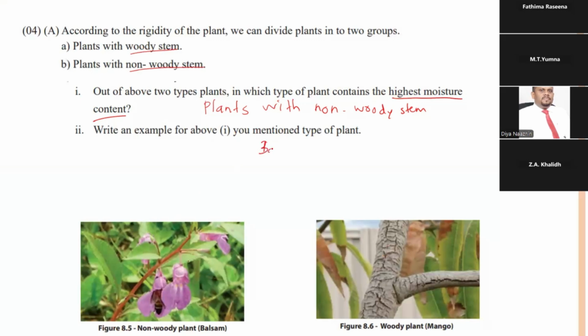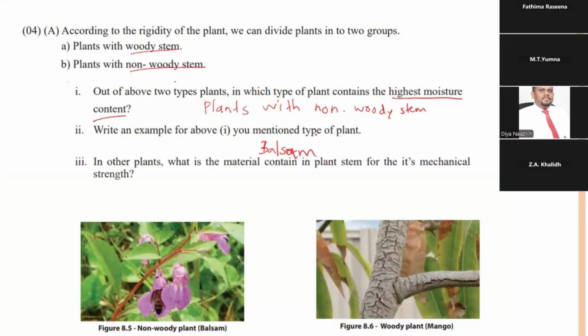Most probably the best answer is the answer given to you in the book. Balsam. Right. Next, what is the material content in plant stem for its mechanical strength? In plants with woody stem, they are asking what is the material which gives the mechanical strength? Cellulose and lignin.